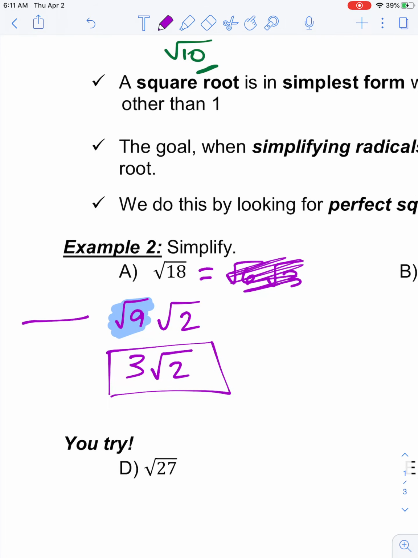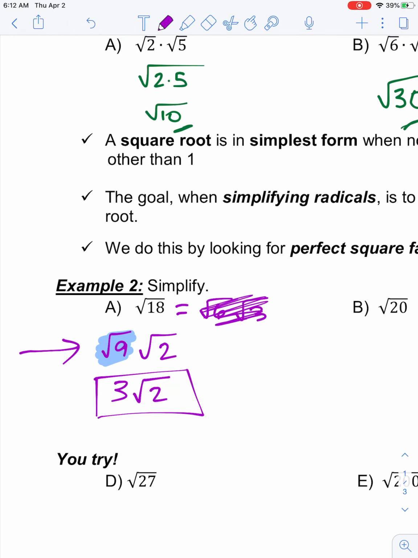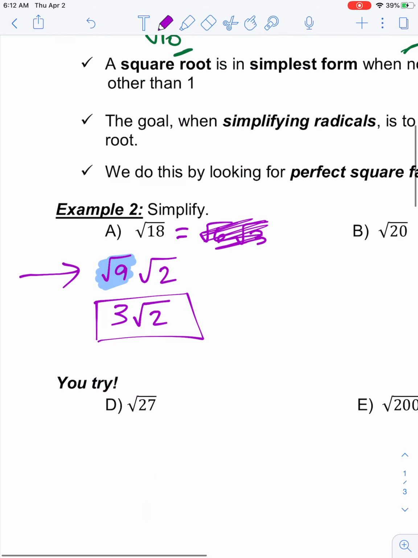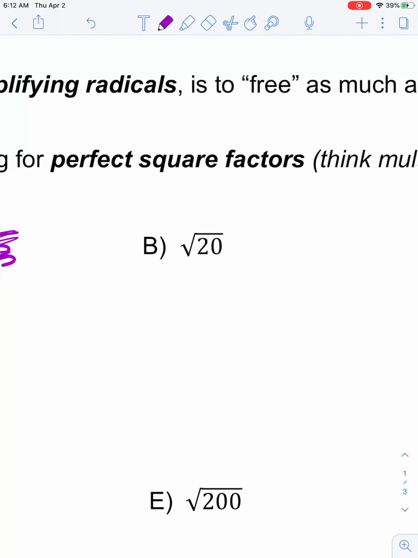On these problems, I do encourage you to show this middle step of work. Don't try to go right to your final answer, or you might switch these and have the 2 on the outside and the 3 under the root. So showing the work here is important. Up here, since you were just multiplying two numbers together, it was fine to do that right away. Let's look at another one.